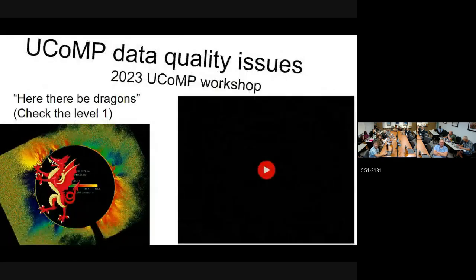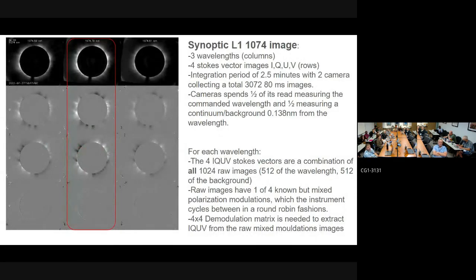Okay. So Steve and Mike kind of went over this, but for our data, we combine a lot of images to get what we're going for. Our typical Synoptic data product takes about 2.5 minutes to collect. That's what we've been doing for the bulk of 2022. We do 3 wavelengths across the emission line. This gives us our 4 Stokes vectors.